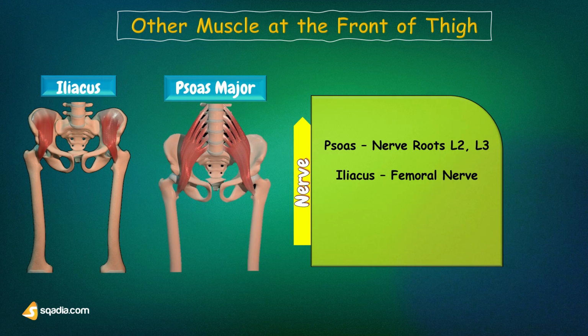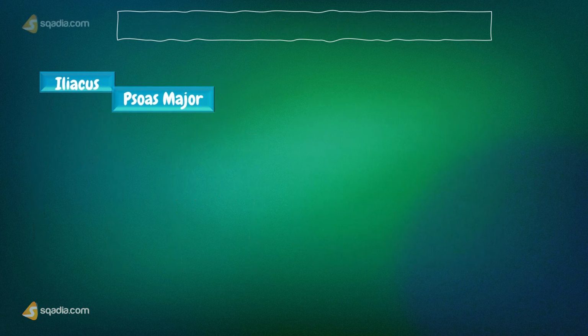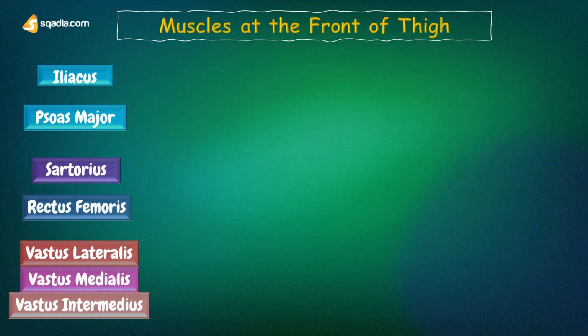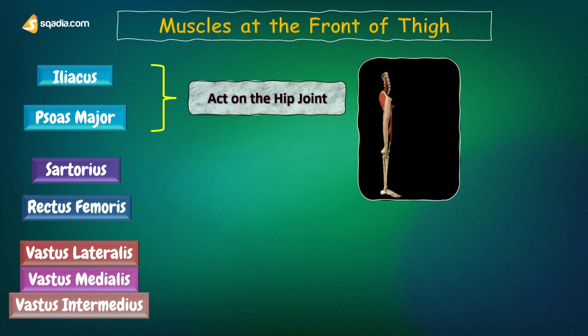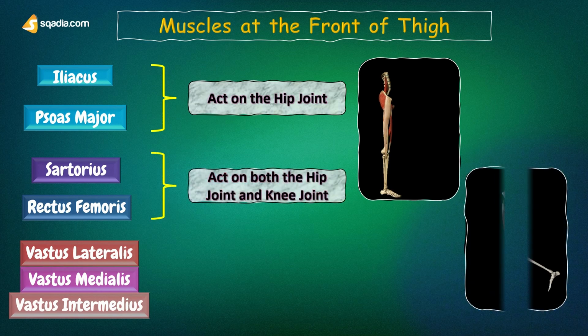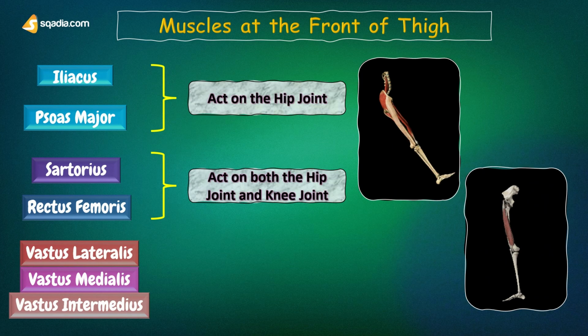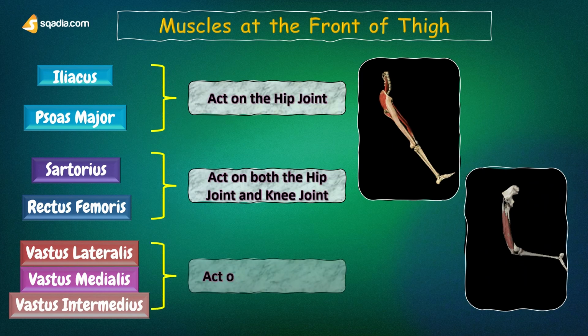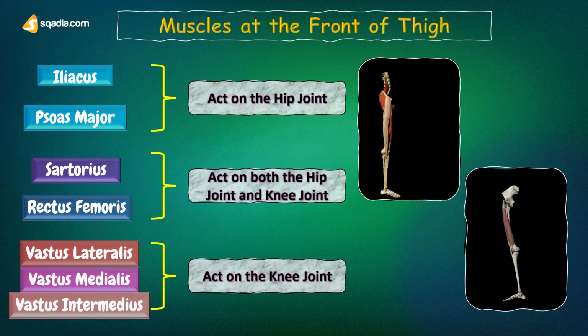So, in conclusion, muscles in the anterior compartment act on the hip and knee joints. The psoas major and iliacus act on the hip joint. The sartorius and rectus femoris act on both the hip and knee joints. And the vastus muscles act on the knee joint. You can also use this categorization of muscles to better memorize the muscles of the front of the thigh. That is all about the anterior compartment of the thigh.